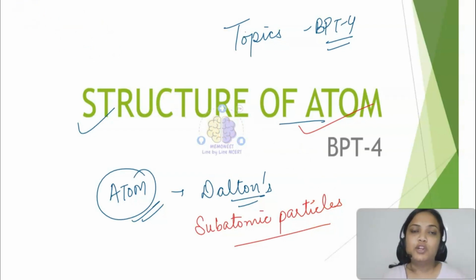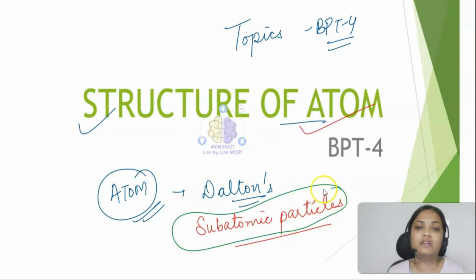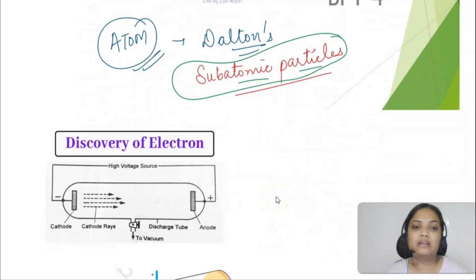Dalton's theory was able to explain the law of conservation of mass, the law of constant proportion, and multiple proportion, but there were certain things that it could not explain after the discovery of subatomic particles. So in this session, we will be discussing various experiments that were carried out by the scientists to understand the discovery of the subatomic particles, as well as the various models that were given by the scientists to describe the structure of atom.